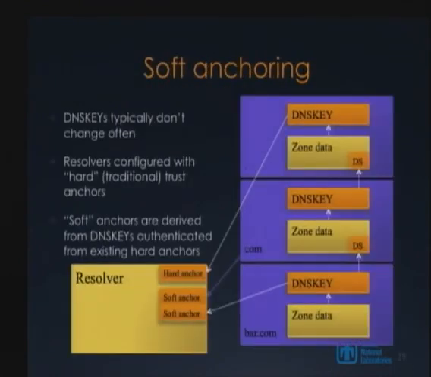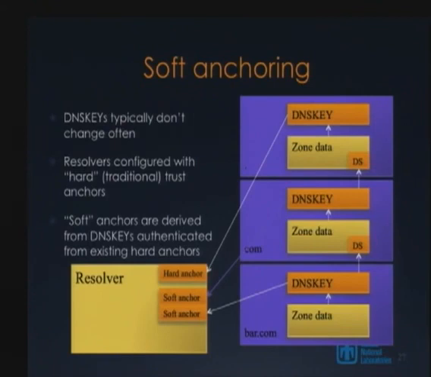The technique that we proposed on top of this is something we call soft anchoring. The idea is it uses pre-existing authentication, so you're not going around the authentication chain, but you're using the pre-existing authentication chain to build what we call soft anchors in addition to the hard anchors that you already have. The rationale is that DNS keys typically don't change very often, so you can hold on to them for a little bit longer and renew them once you've authenticated them at the lower levels.